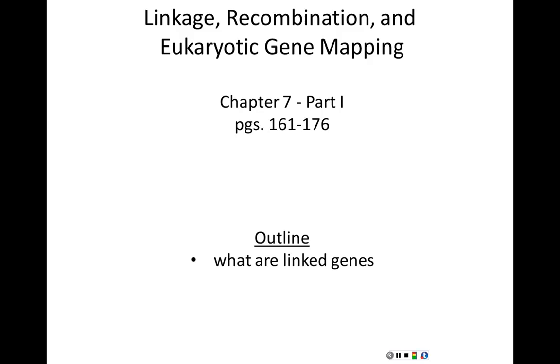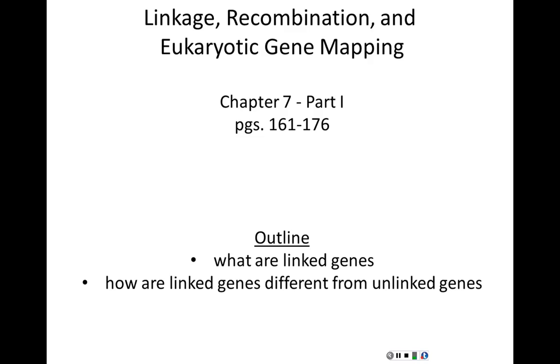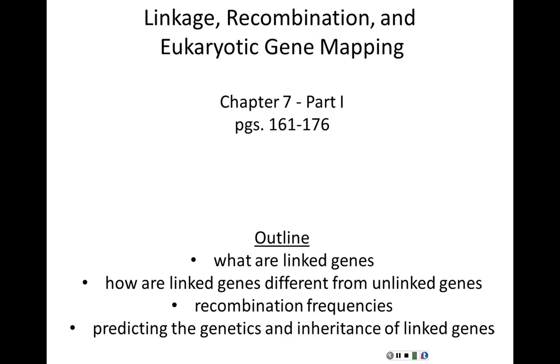So we'll start off by defining linked genes. What are linked genes, and how do they differ from everything we've been talking about so far? Talk about recombination frequencies, how we measure recombination, how we spot recombination genetically, and what those numbers mean for us.